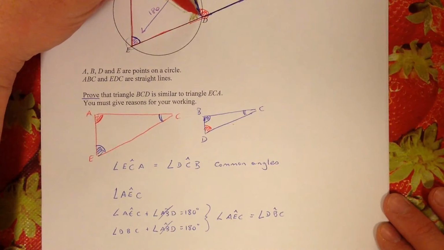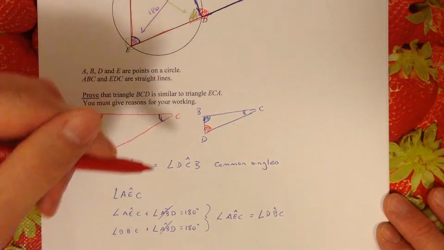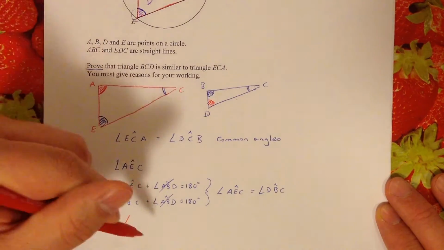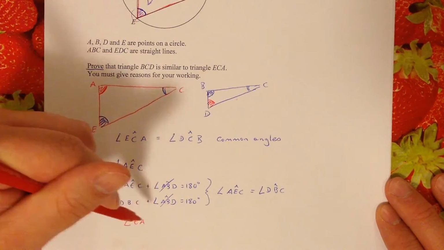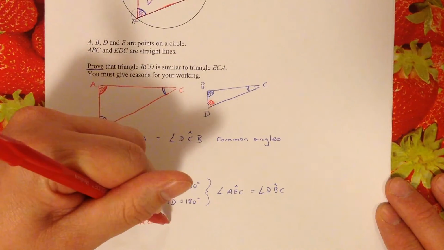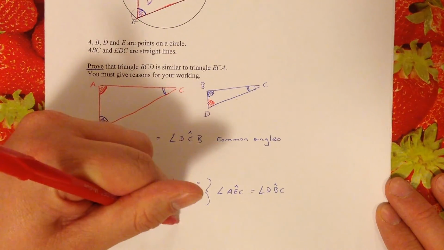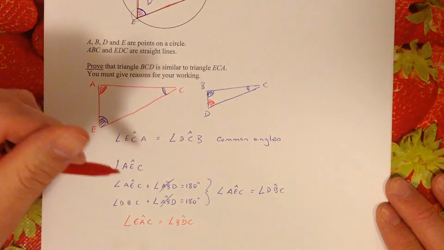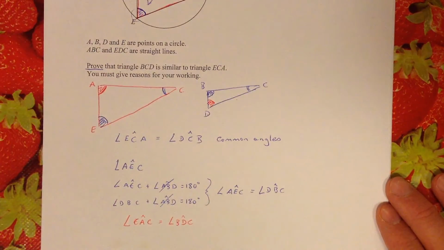So if we take out the common angle, we're going to be able to say that angle EAC is equal to angle BDC. And obviously we would just explain that in a bit more detail using the circle theorem from above.